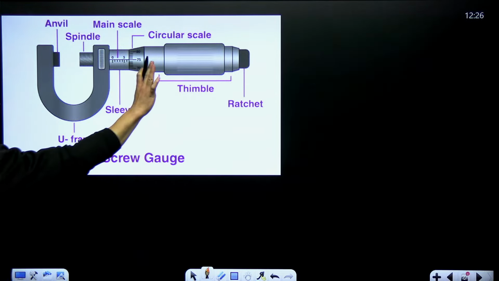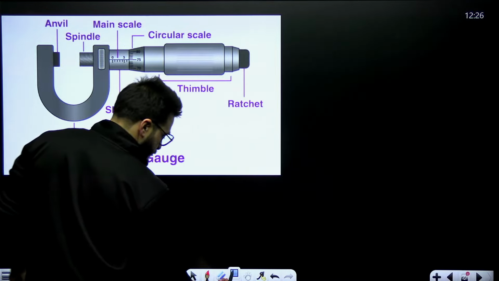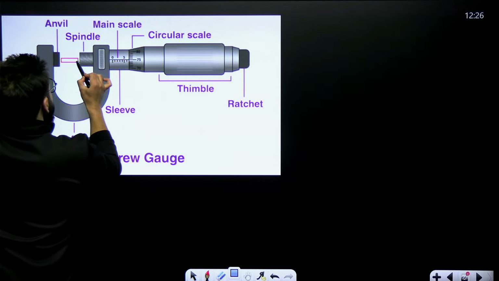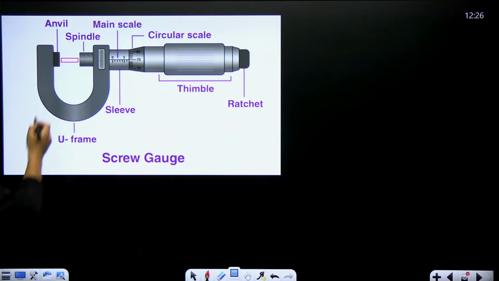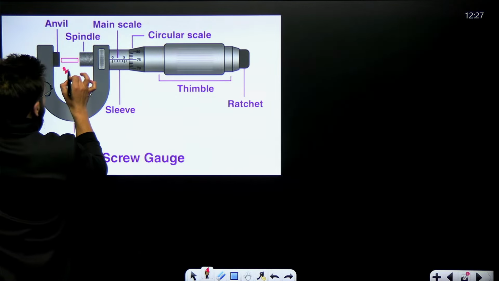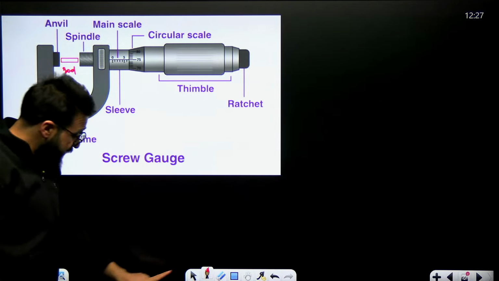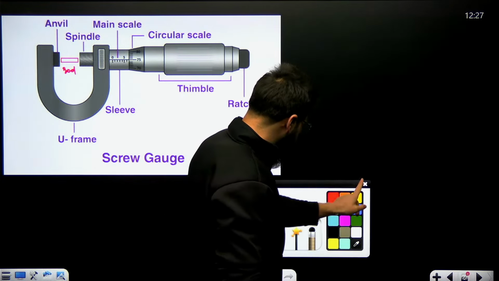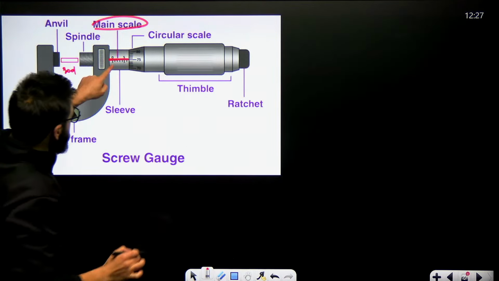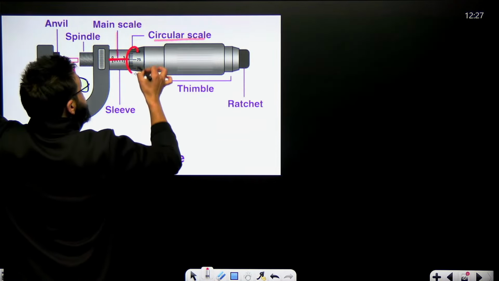In this particular case, let's suppose we have to measure this rod. We will place the rod over here, and it will measure this particular rod. And here it has two scales. The first one is called the main scale. This is the main scale. And then you have got another scale, the circular scale. This is the circular scale.